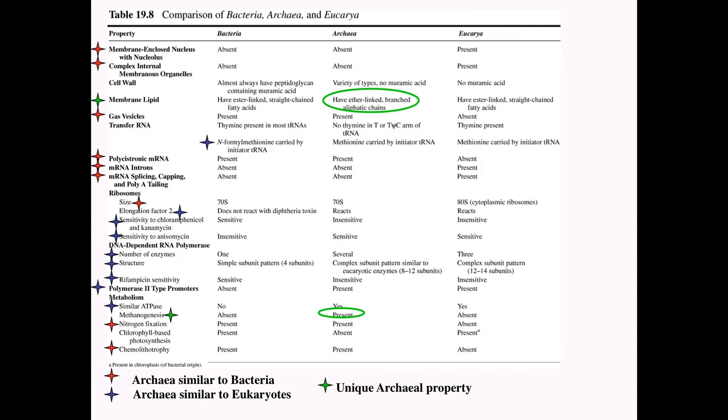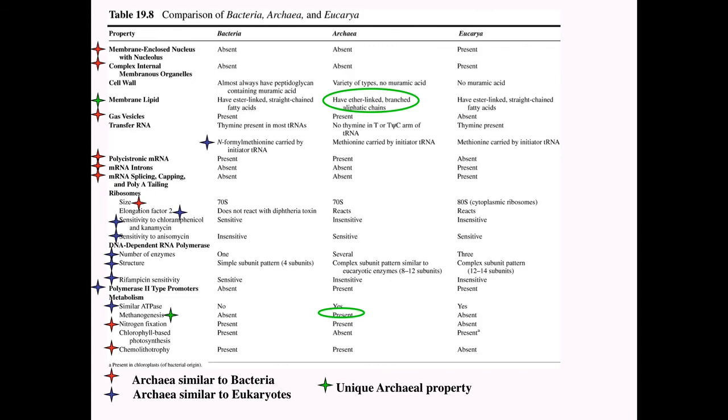So I put a red cross or star in front of characteristics where archaea are similar to bacteria, and blue stars in front of places where archaea are similar to eukaryotes. So if you just kind of look at this without paying much attention, you can see almost an equal amount of blue and an equal amount of red, and only a little bit of green. So the green arrows indicate unique archaeal properties.